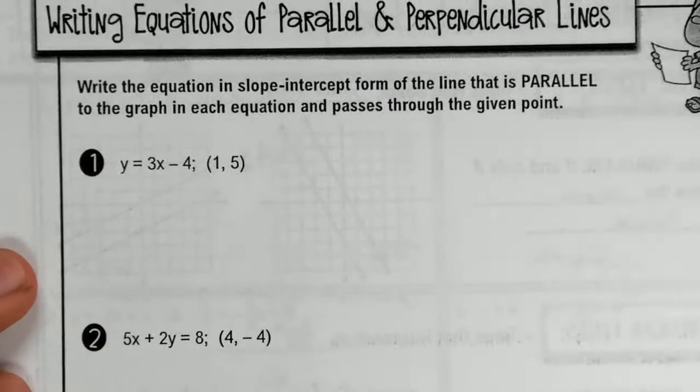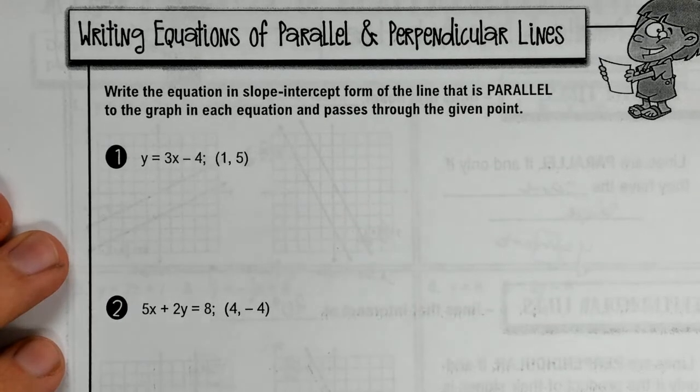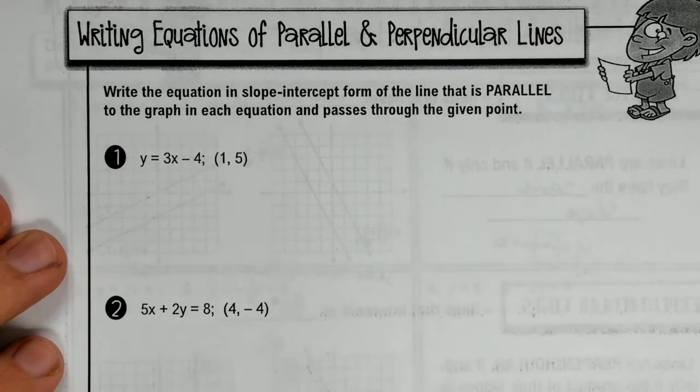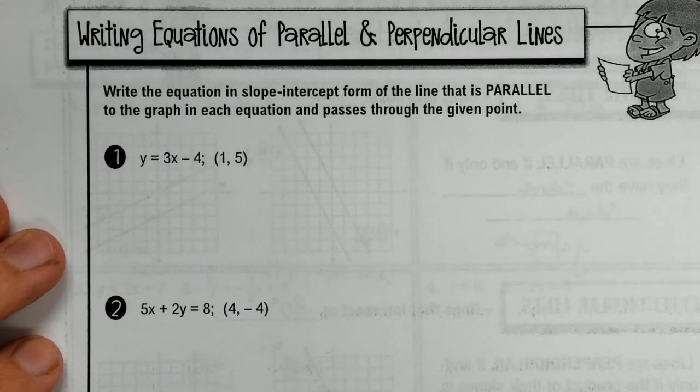All right, write equations of parallel and perpendicular lines. So again, parallel lines have the same slope. Perpendicular lines have opposite reciprocals. So number 1 says, write the equation in slope-intercept form of the line that is parallel to the graph in each equation and passes through the given point.